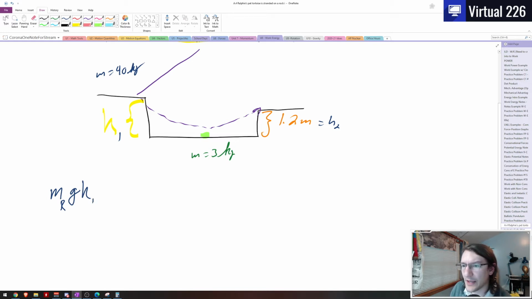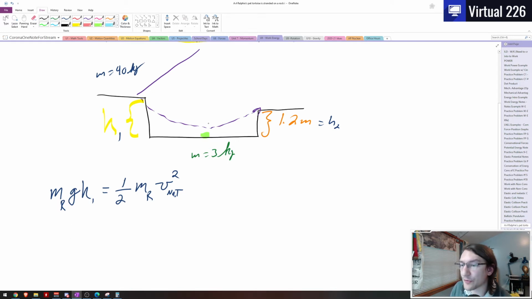But this is the mass of Ralphie times gravity times the height 1 that he is above his tortoise. And what's going to happen is when he swings down, all of his gravitational potential energy is going to be converted to a kinetic energy, which is going to be 1/2 times the mass of Ralphie times the velocity at this point before he gets the turtle. So we'll say v naught, for no turtle, squared. Okay? Once he interacts with the turtle, I don't know how he grabs it or bumps into it or whatever, but when he gets this turtle, we can now conserve momentum.